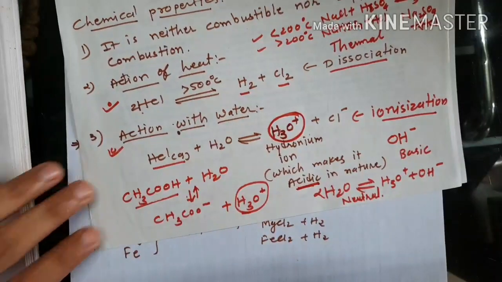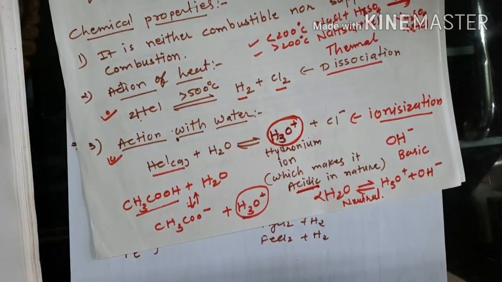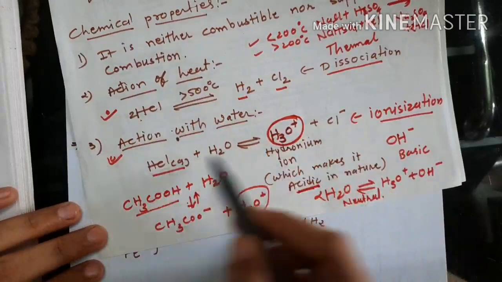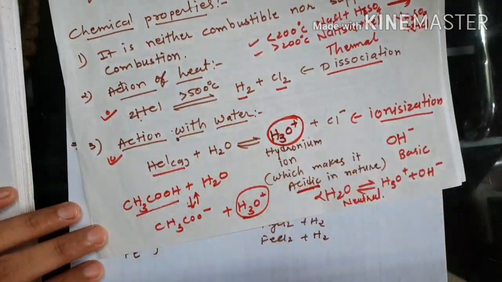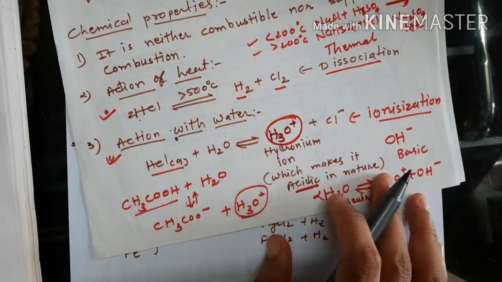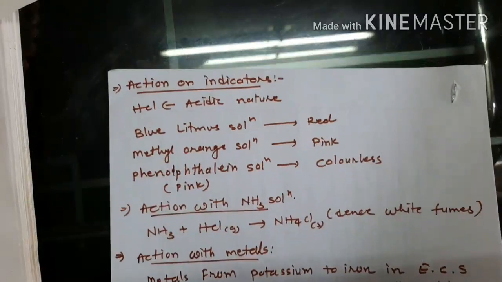How do you prove that the acid HCl is acidic in nature? You just need to write this equation, and you can say that hydronium ion is produced, so that's why it is acidic in nature. Now the action with the indicator.